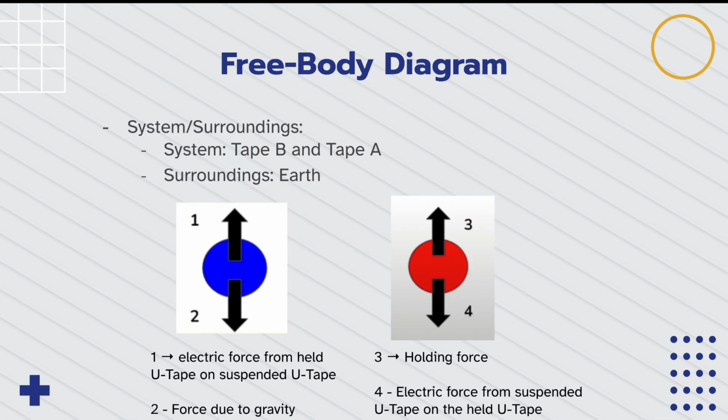Here is a free body diagram of the interaction between the held U-tape and the suspended U-tape, in which both tapes are repelling each other. This system includes tape A and tape B, and the surroundings is the Earth. For the suspended tape to float, it must be in equilibrium, thus the net force is 0.